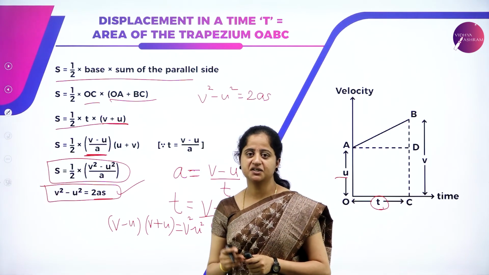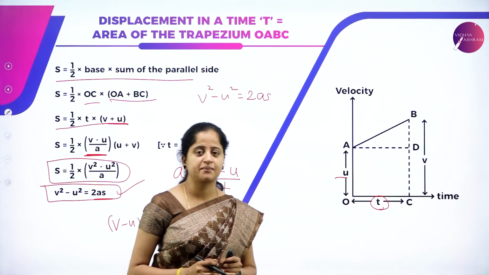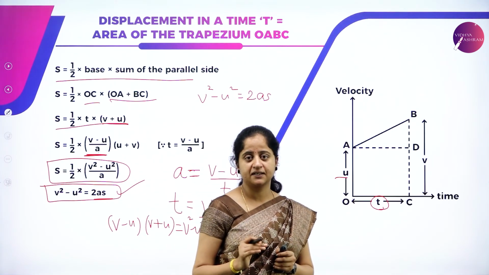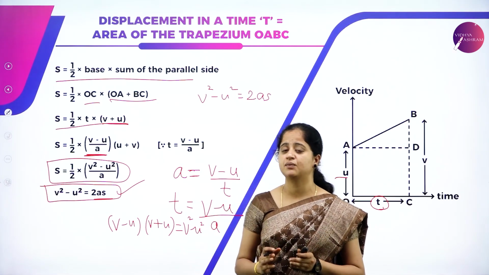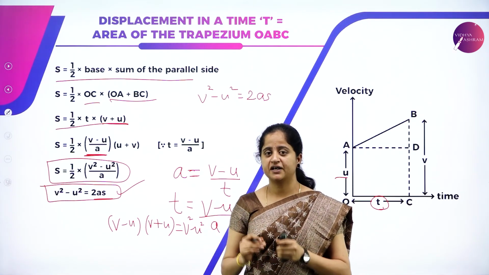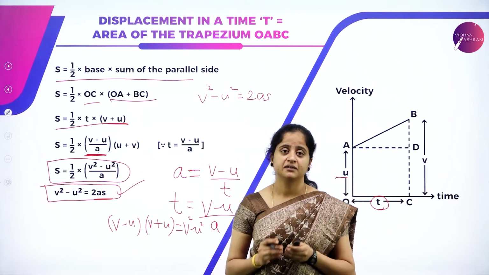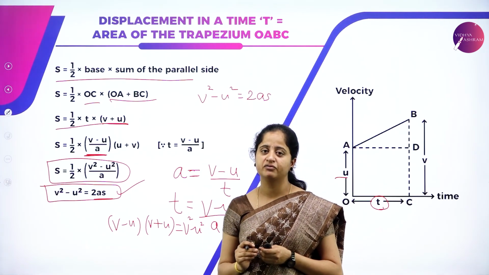So in today's session, we have learnt the acceleration time graph, various cases of the acceleration time graph, what is a kinematic equation, what are kinematic variables, what are the different relations between these kinematic variables, and we have even derived important derivations with the help of the VT graph.